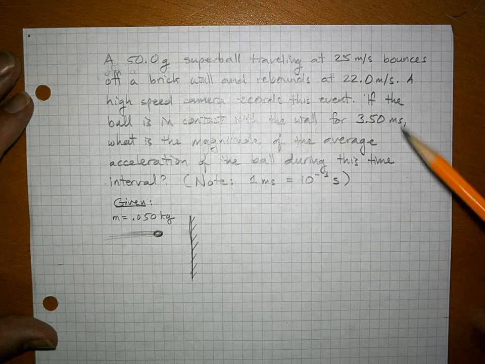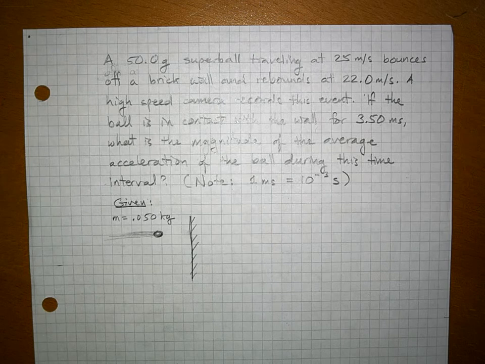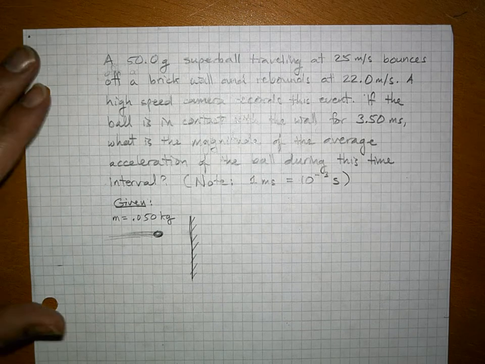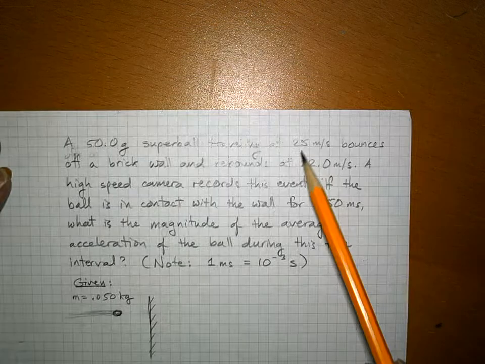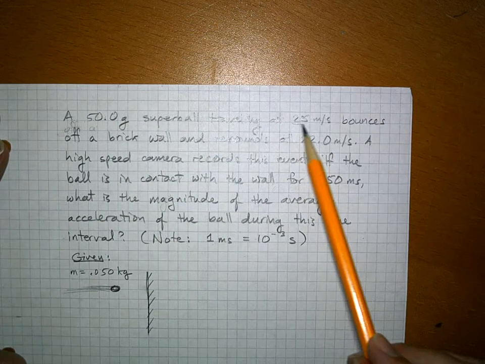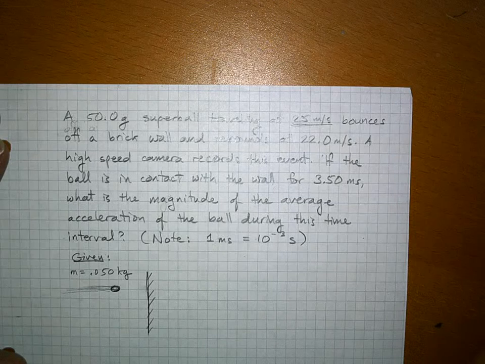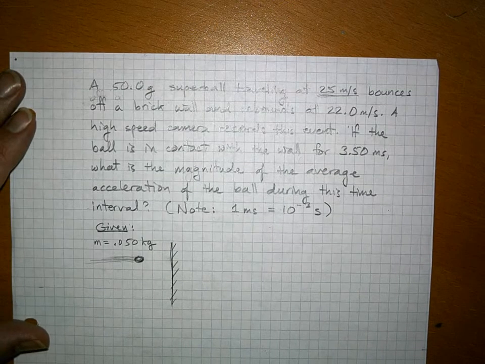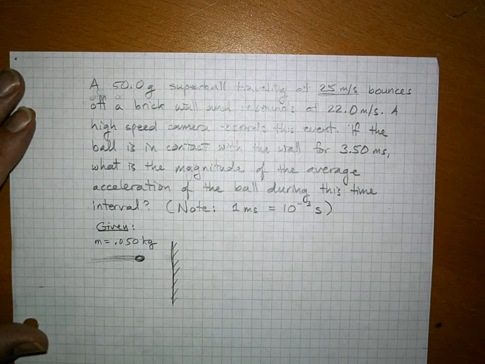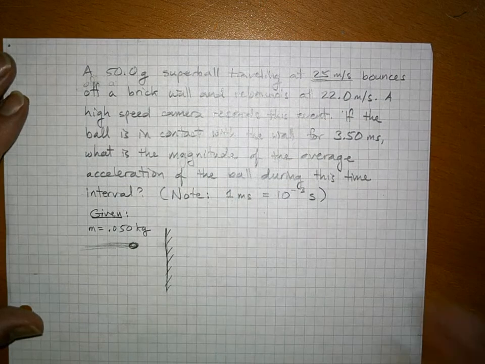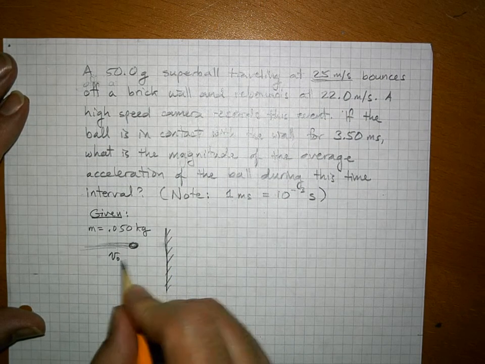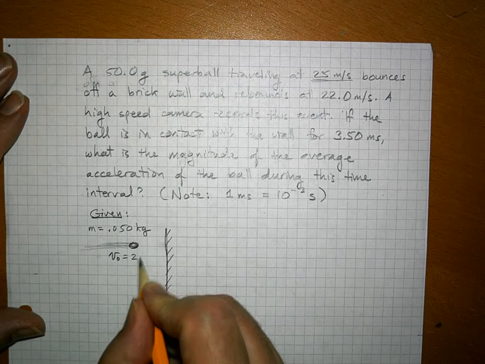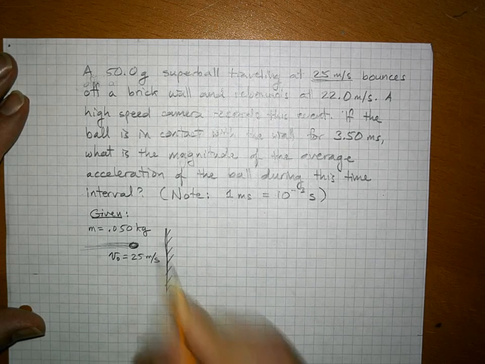Now, it turns out in this problem that that's not important. We don't need the mass to solve the problem, but later on when we're dealing with force and so on, it will be important. But here we have its initial velocity is 25 meters per second. The velocity it was traveling before it hit the wall, I'm going to call that V naught, equals 25 meters per second.